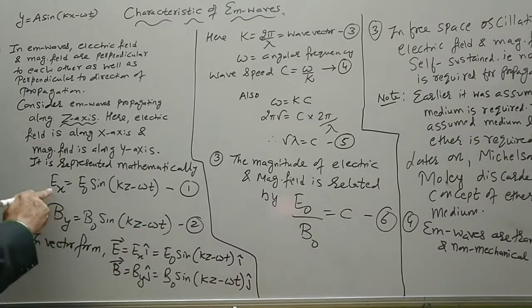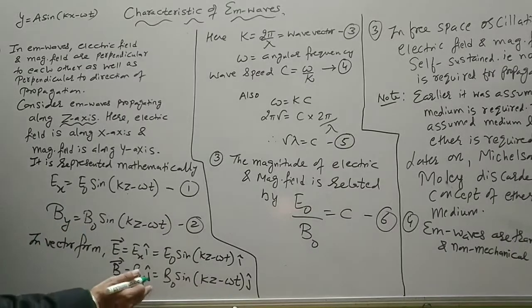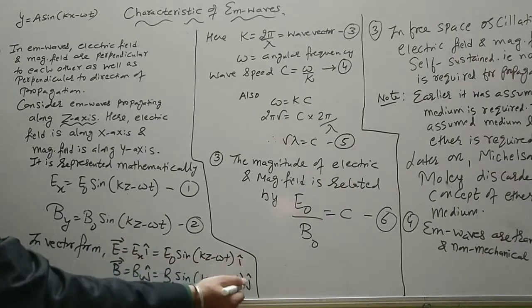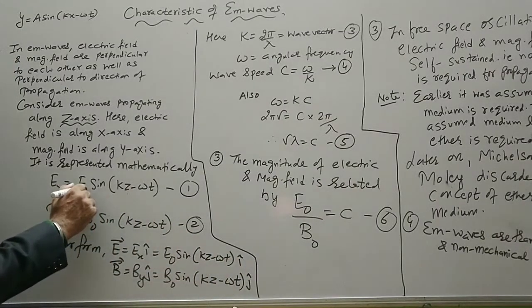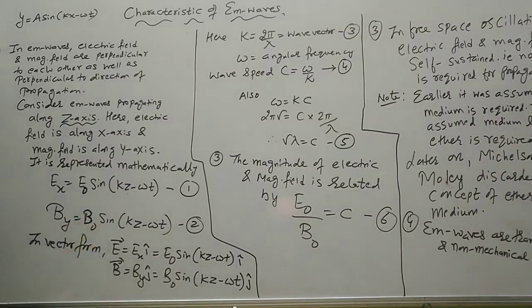In vector form, for the electric field only the x component, the i component, is present, and the remaining y and z components are 0, and for the magnetic field the j component, or y component, is present. So this is the vector form. We put an arrow and i and j, where E0 and B0 indicate the amplitude, or the maximum value, of the electric and the magnetic field.